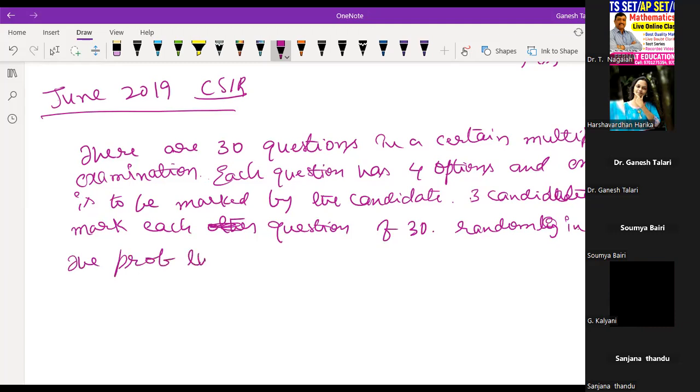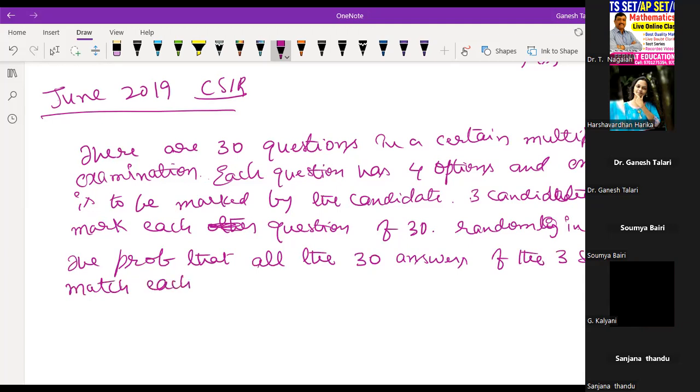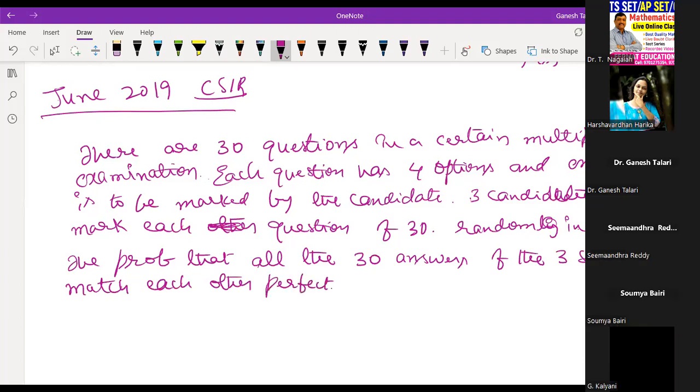The probability that all the answers of the 3 students match each other perfectly is: option A, 4 power minus 30... option A minus 4, option B 30 power minus 4, option C is 4 power minus 30, option D is 4 power minus 60.